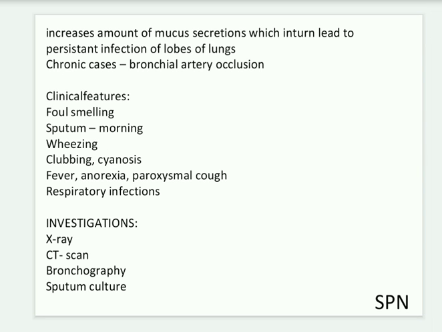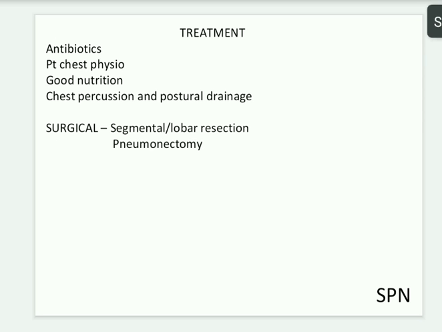Next come the clinical features: foul-smelling sputum in the early morning, wheezing, clubbing, cyanosis, fever, anorexia, paroxysmal cough, respiratory infections. Investigations: X-ray, CT scan, bronchography, and sputum culture. Treatment: you can use antibiotics, chest physiotherapy, good nutritional intake, chest percussion and postural drainage. Surgical options are segmental or lobar resection, or removal of the lung by pneumonectomy.